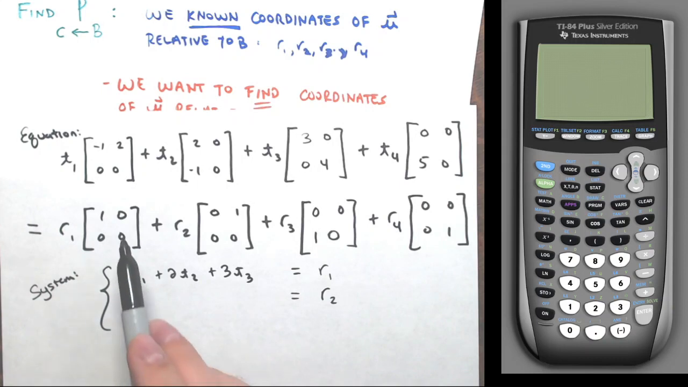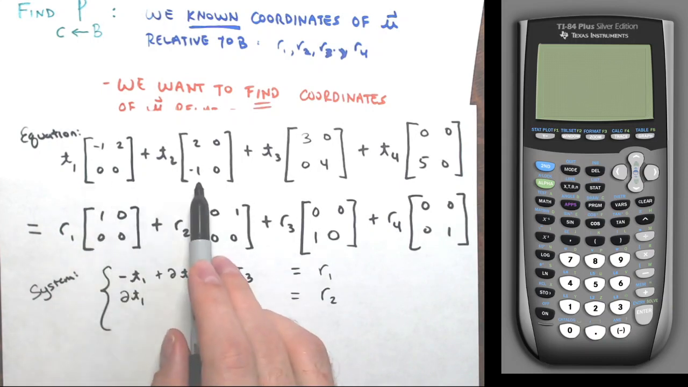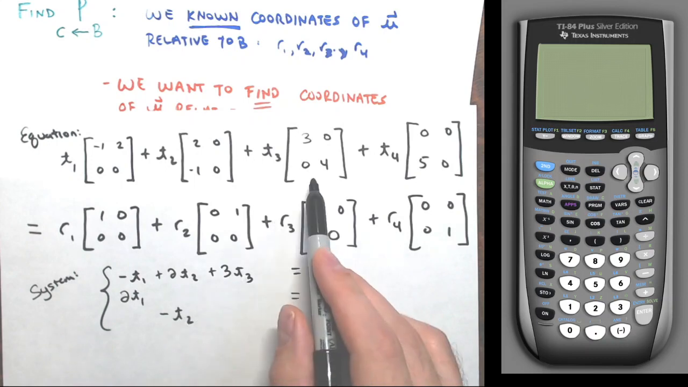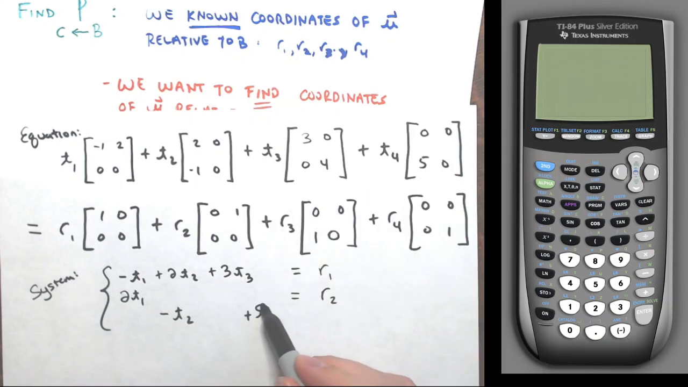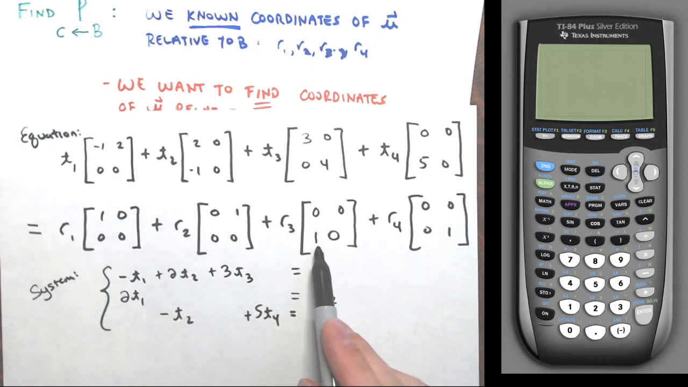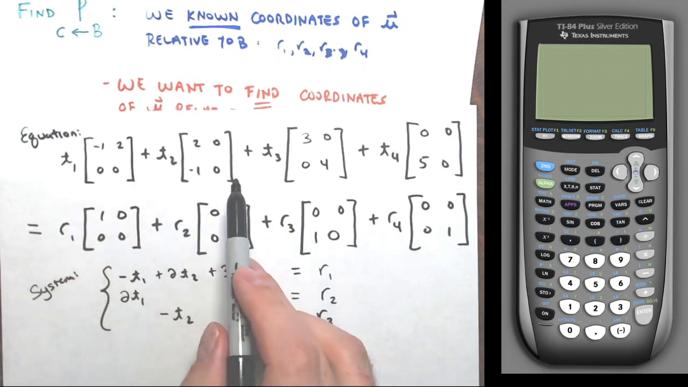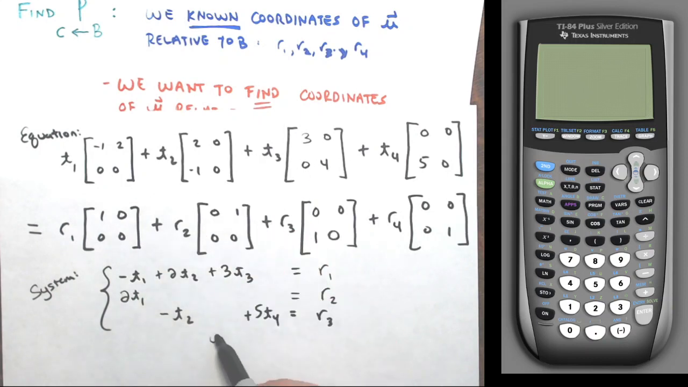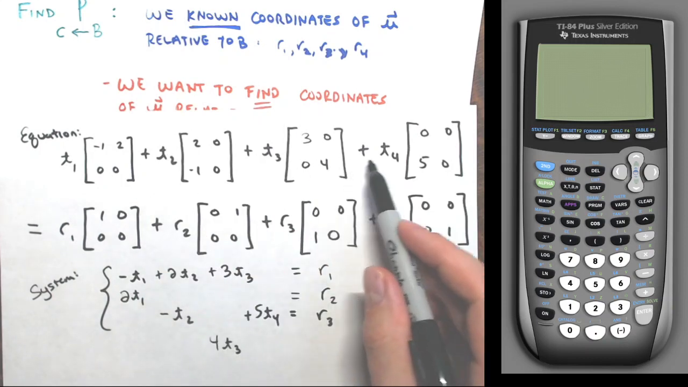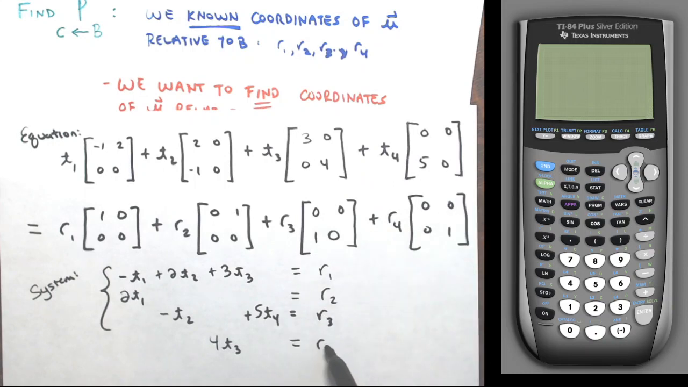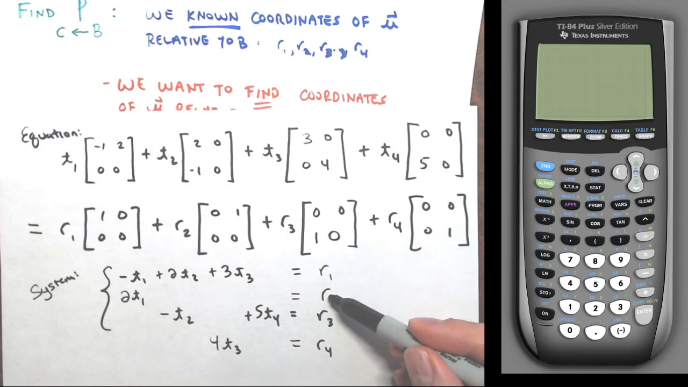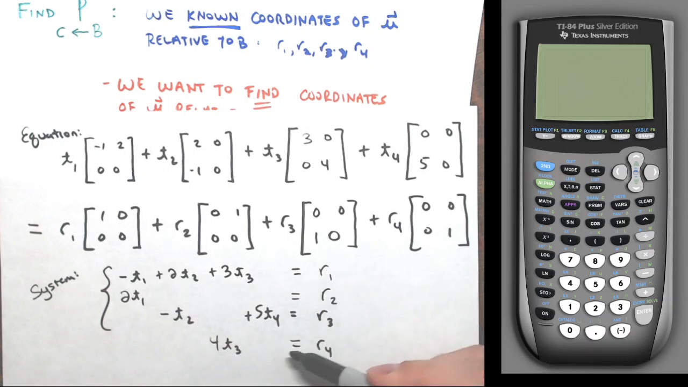Then the second row, first column, no t1, minus 1t2, no t3, plus 5t4 would have to be equal to r3, the only thing with a non-zero in the second row, first column on the other side. And finally, for the second row, second column, you have no t1, no t2, 4t3, and that's it, no t4, would have to be equal to r4. Now you could probably solve this without too much trouble on your own. These are known. I know these values, and I'm trying to solve for the t's.